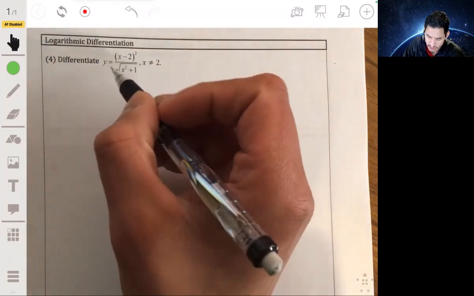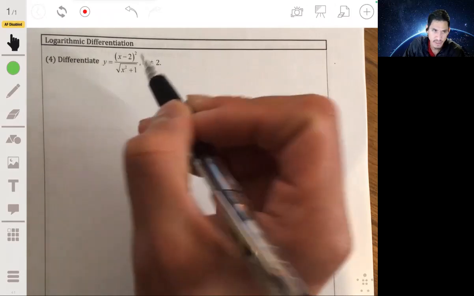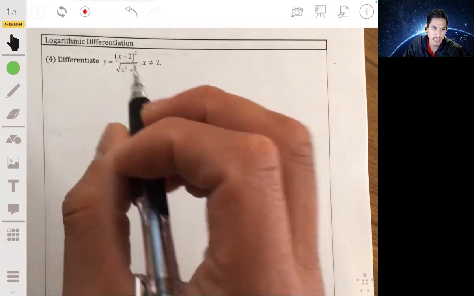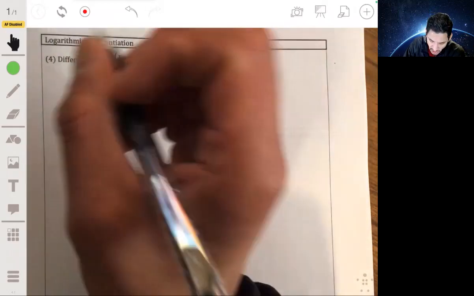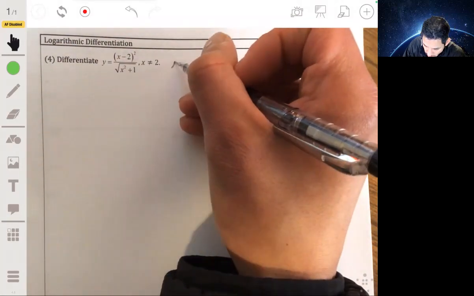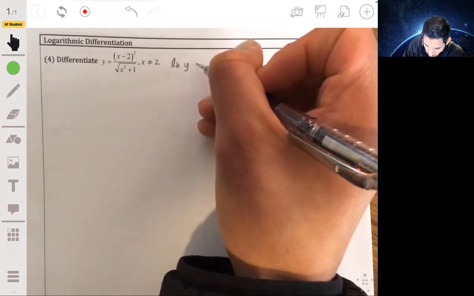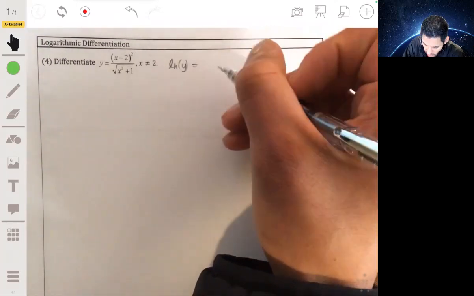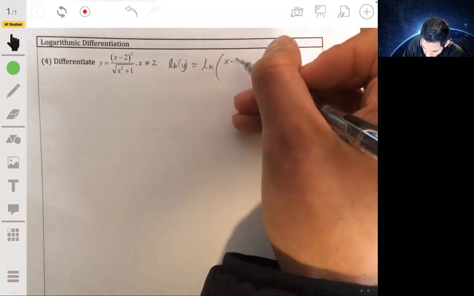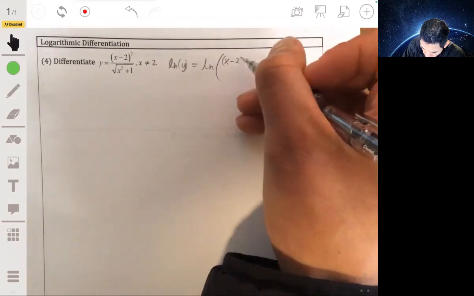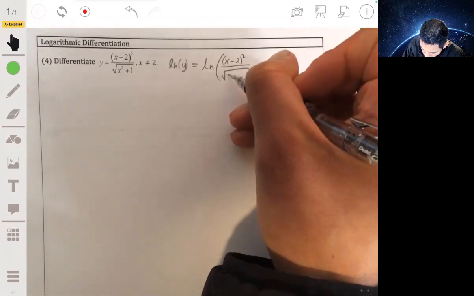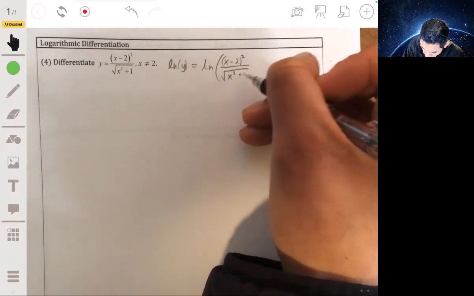So let's say we want to differentiate this equation. Maybe you're probably like, oh man, this is complicated. I don't want to mess up using the chain rule and quotient rule and all that. So what we can do is take the log of each side, and we would get the natural log of y to be equal to the natural log of the entire right side, x minus 2 squared over the square root of x squared plus 1.